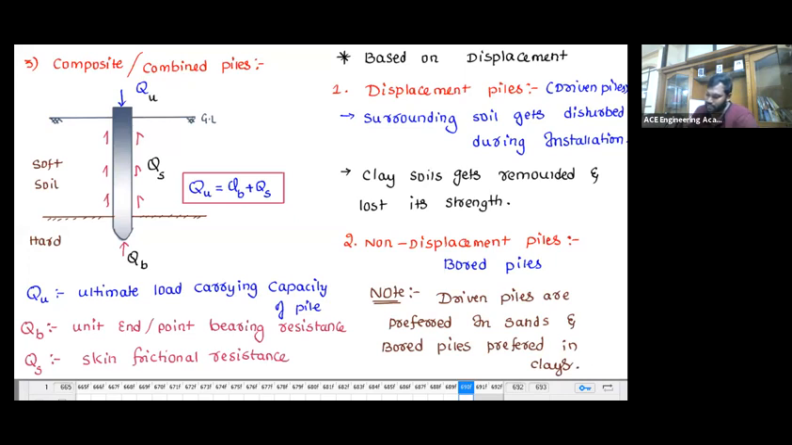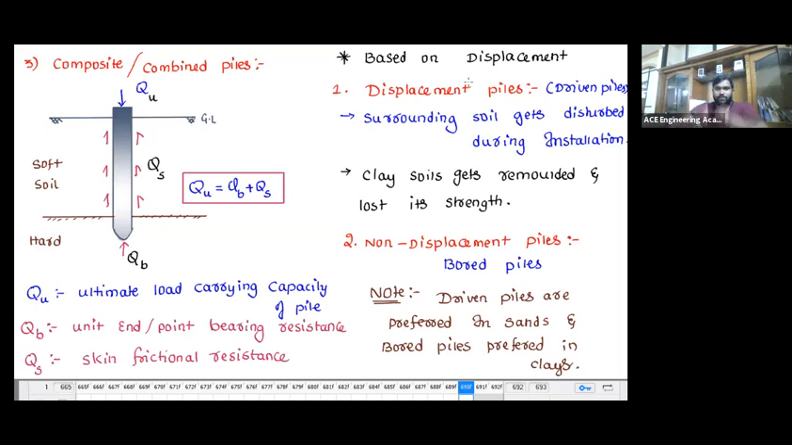Why, sir? Now you may ask me, sir, while boring there will be some disturbance. Yes, that's what I am saying, Mr. Tushar. There will be some disturbance, but that disturbance will not create remolding directly. Sir, why are you preferring the displacement in the case of sand? You see, in clays it gets remolded, in sands it gets densified.